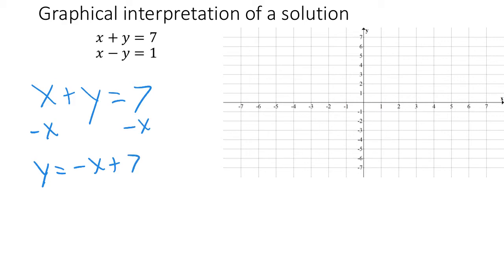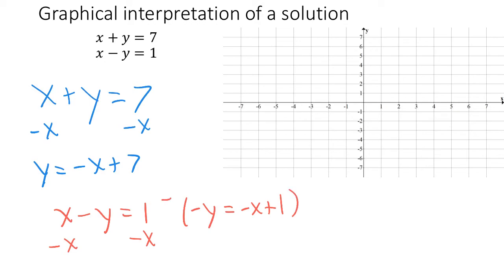For the second equation, we have x minus y equals 1. So once again, we can subtract x from both sides, and we end up with negative y equals negative x plus 1. And now we can get rid of the negative by multiplying both sides by negative 1. And we end up with y equals x minus 1. Let's graph both of these and see what they tell us about the system. Here's the picture of our lines.